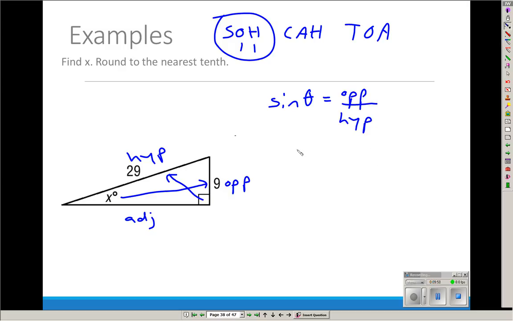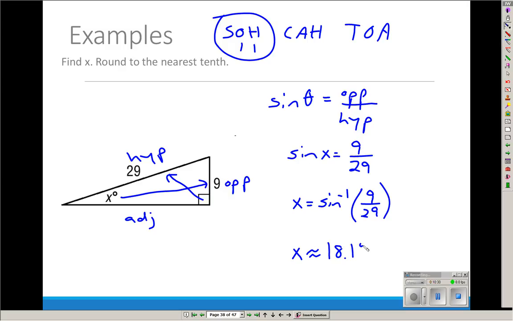Now substitute in. Theta is x. Opposite's 9, and hypotenuse is 29. When x is the angle, do the arc. We'll do the arc sine, that's your sine -1 of 9 over 29. And now that the x is by itself, we'll punch it in. Arc sine of 9 over 29 is about 18.1 degrees. And that's pretty realistic. That's a pretty small angle, about 18 degrees.